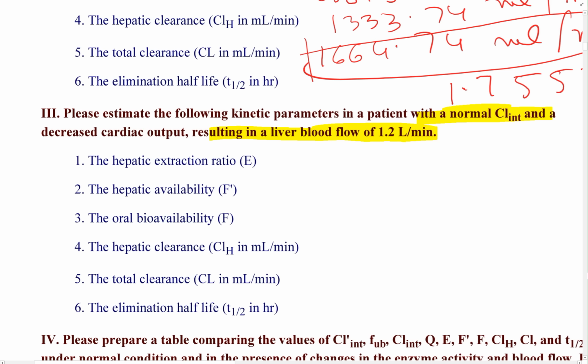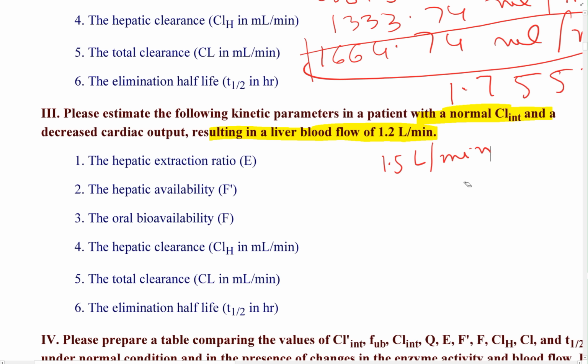The only thing that has changed here is the liver blood flow. Our normal liver blood flow was 1.5 liters per minute, and we have that normalcy. Only one thing has changed. Now how is metabolism going to change? This is the entire goal.